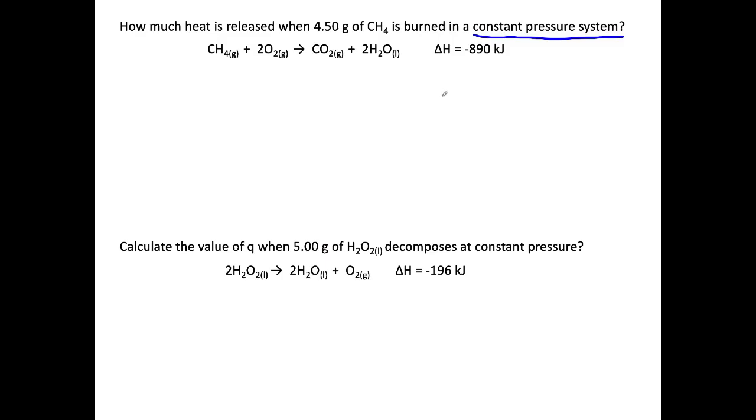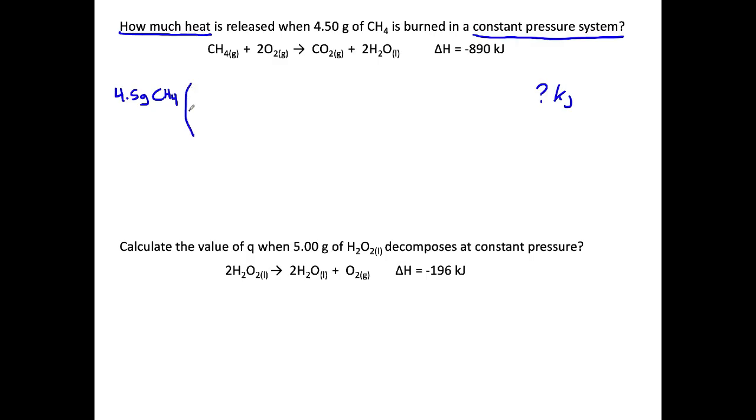All right, so where we're going to start is the question is asking how much heat. So we're going to be trying to figure out how many kilojoules of heat is going to be given off when I start with 4.5 grams of methane. And really, we treat these like a regular stoichiometry problem. The only difference is we have one additional conversion that we have to do.